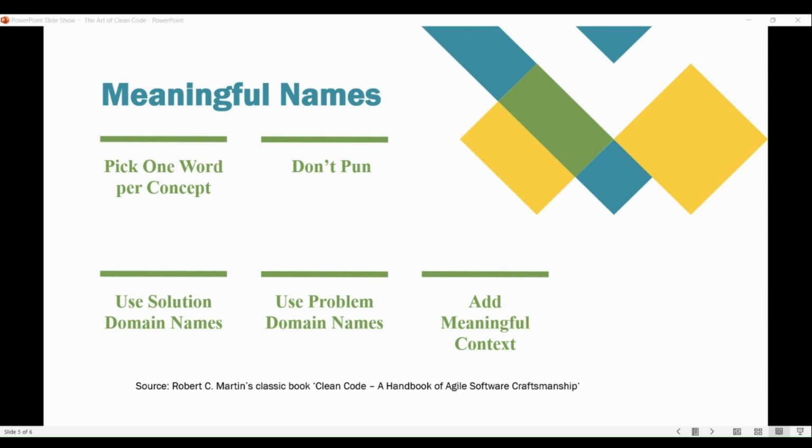The next point is don't pun. Avoid using the same word for two purposes. Using the same term for two different ideas is essentially a pun. So double meaning may sound interesting in real life, but in programming it creates only a mess.